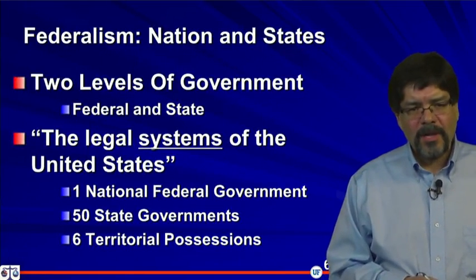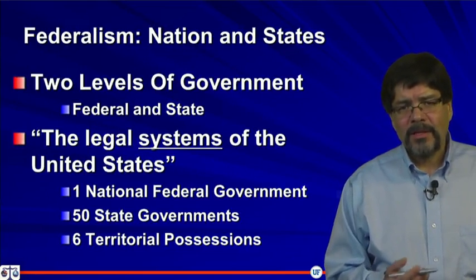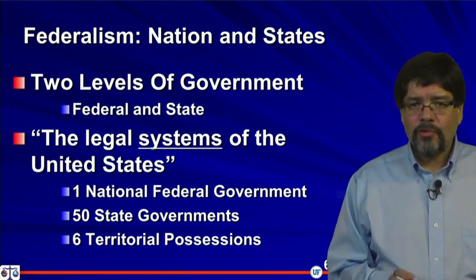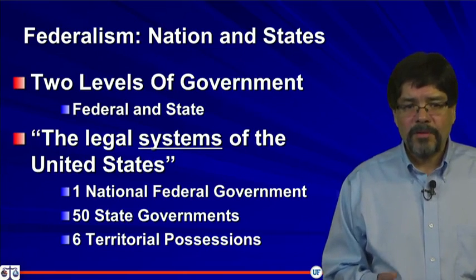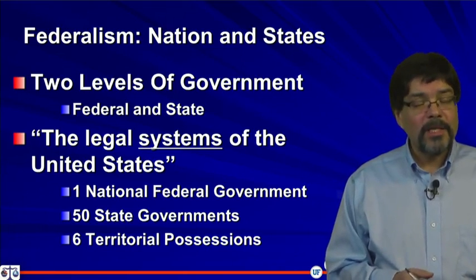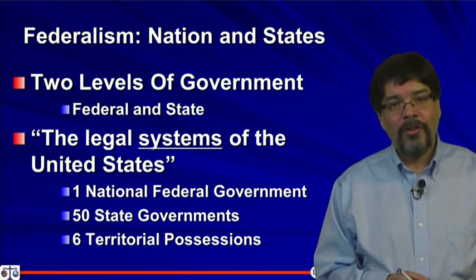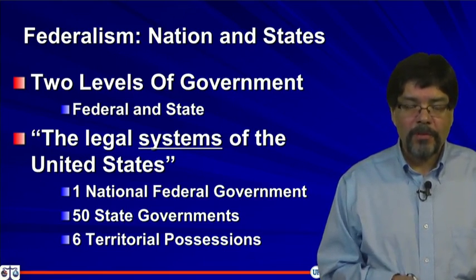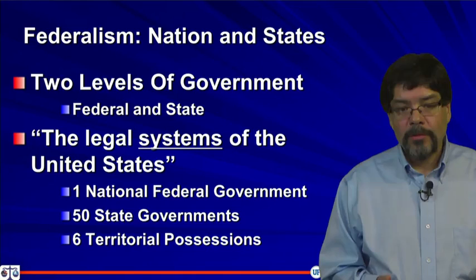The concept of federalism at the vertical level, the nation and the states. Basically, the United States has 2 levels of government, the federal government, our central national government, and the government of the several states. And it is really legal systems of the United States, not just one national legal system. And so you have the one national federal government, the 50 states, and as I mentioned as well, 6 territorial possessions.